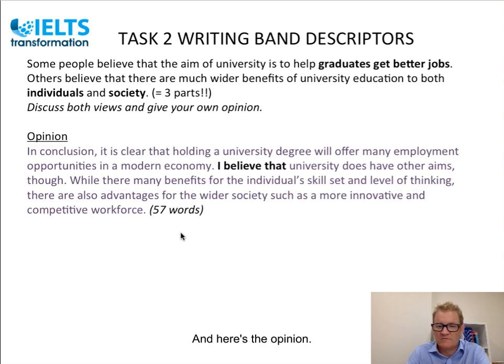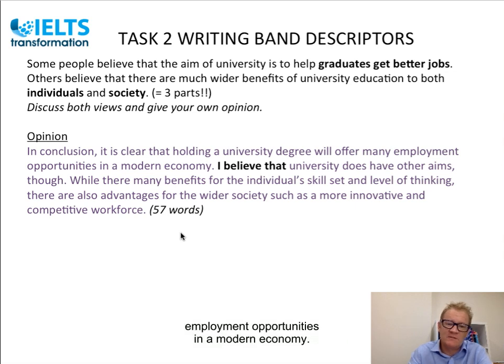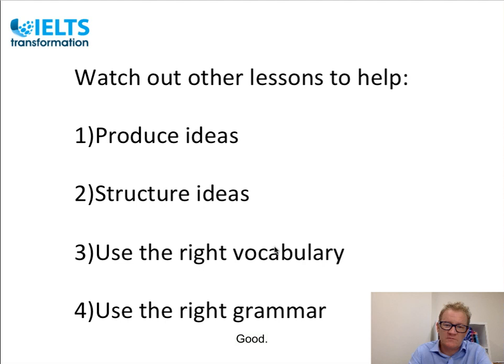And here's the opinion. In conclusion, it is clear that holding a university degree will offer many employment opportunities in the modern economy. I believe that university does have other aims, though. While there are many benefits for the individual's skill set and level of thinking, there are also advantages for the wider society, such as more innovative and competitive workforce. So again, this conclusion's a bit long, but I'm showing you the point is you must have your opinion clearly there. Okie doke. Good. Watch the other videos to produce ideas, structure them, use the right vocabulary and grammar.